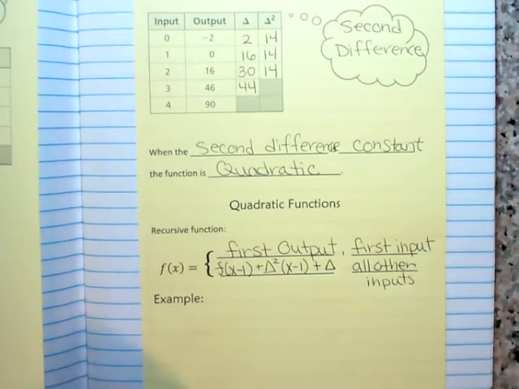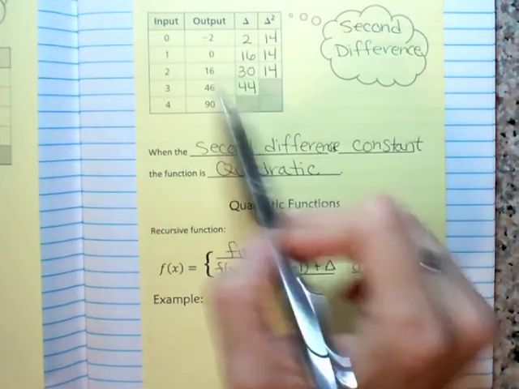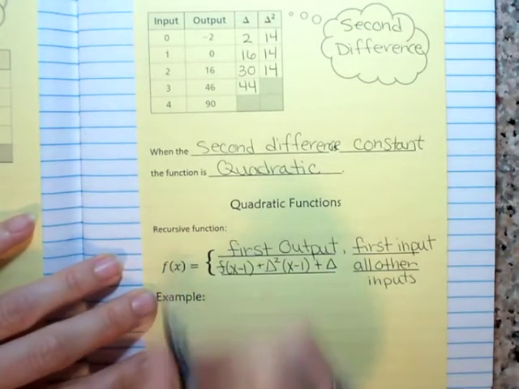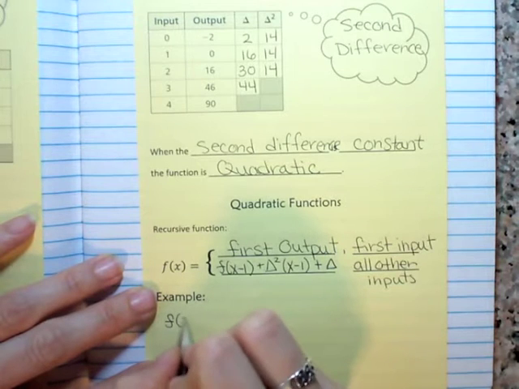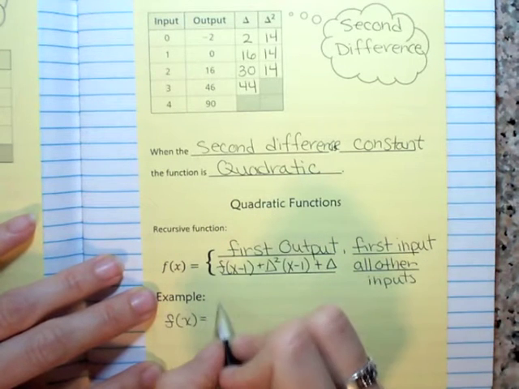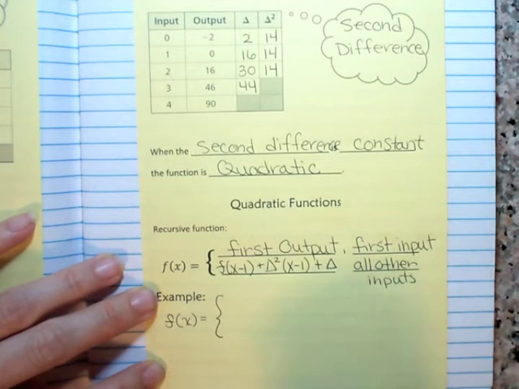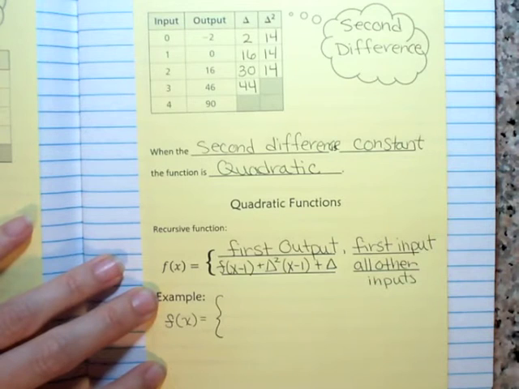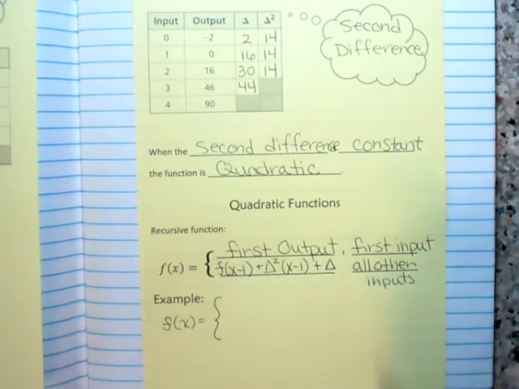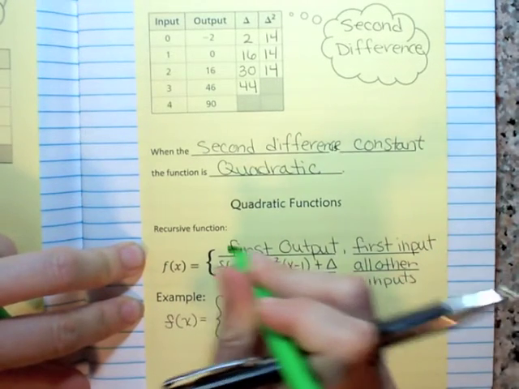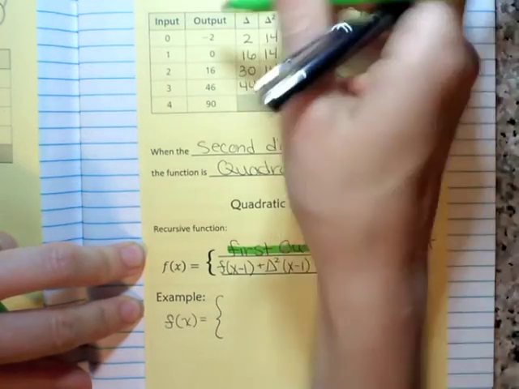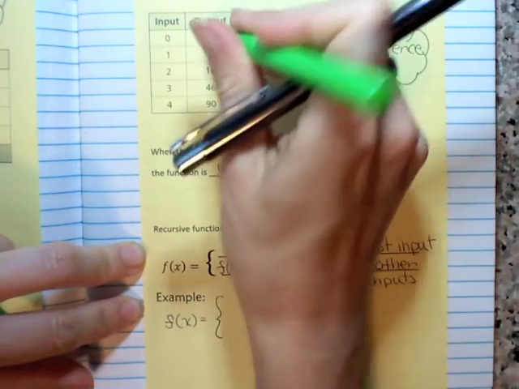Okay, so we're going to talk about exactly what that means, and we'll do an example using this table that we have up here. We always start with our f of x function notation and our squiggly brackets. So go ahead and fill in your f of x and your squiggly brackets. And then let's talk about where these numbers are coming from. We have our first output, which I'm going to highlight green, and then I'm going to come up into our table and highlight my first output in green also.